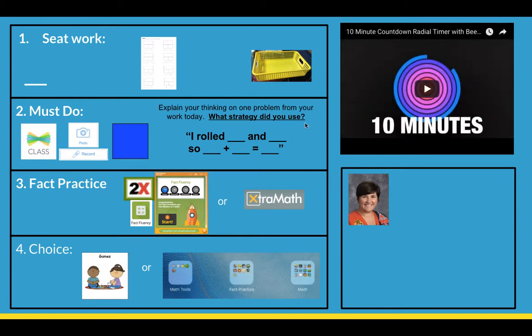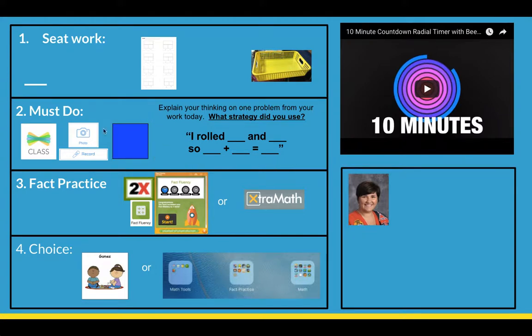If we look at your jobs, you can see that you have your seat work that you will turn into the turn-in bin when you are finished. Your must-do today is to take a picture of one problem. So you'd look at one part whole box with the equation, your choice of which one you want to do. You are going to explain your strategy and how you solved the part whole box. So you might say, I rolled a 5 and a 2. So 5 plus 2 equals 7. I know this because I counted on. That would be an example of what you might use.